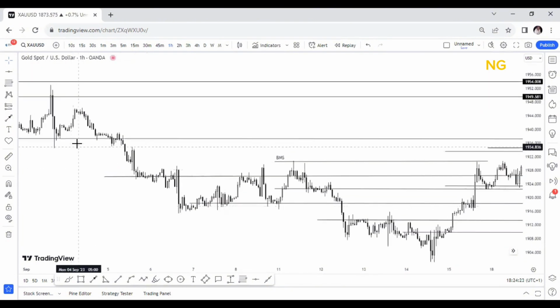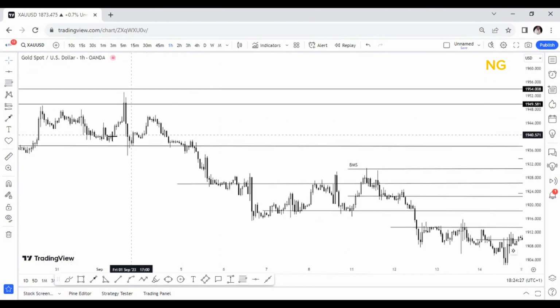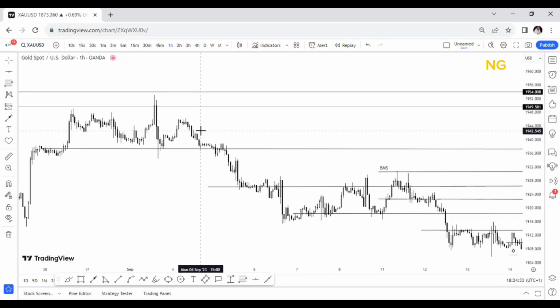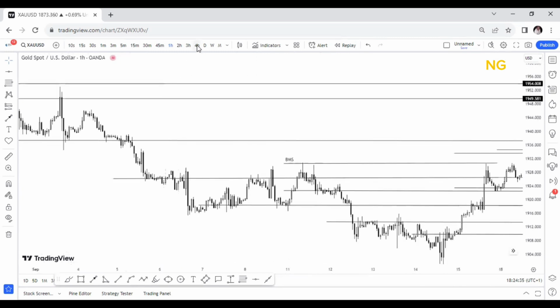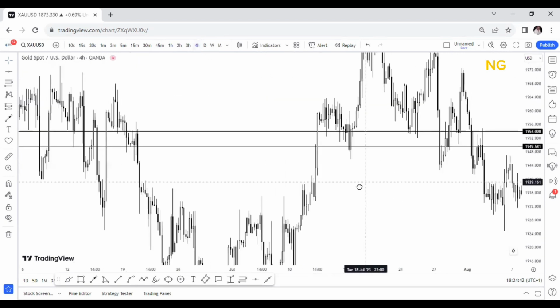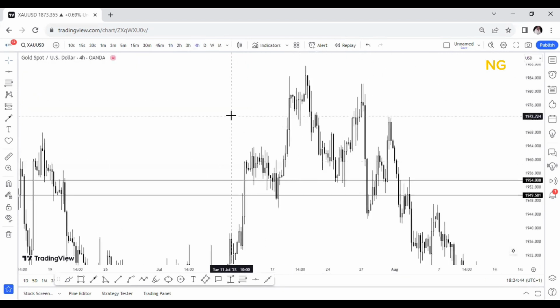Check something. Fresh level, fresh level, fresh level. Okay, no wonder. You can imagine all these are fresh levels. On 1 hour, you will still want to go down to 15 minutes, 30 minutes, to see a possible fresh level that the price will react to.